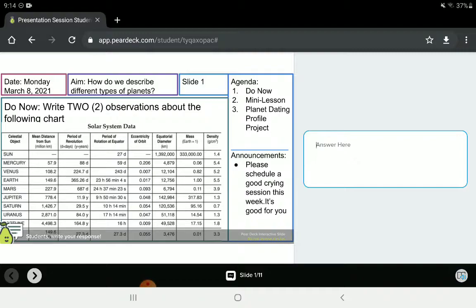How do we describe different types of planets? So the first thing you're going to do is write 2 observations about this chart. You can find this chart on page 15 of your Earth Science reference table. So you're going to go ahead and type in 2 observations that you can make regarding this chart that says solar system data.